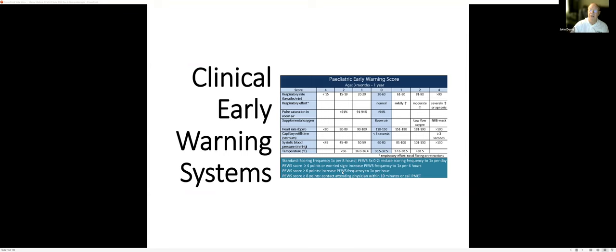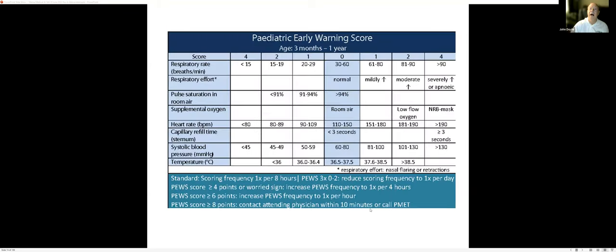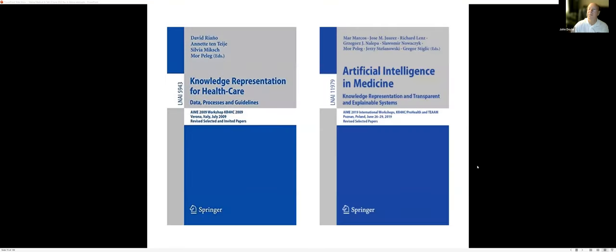So this is a modification of the early warning system. Here's one that's aimed at pediatrics for ages 3 months to 1 year. If the pediatric early warning score is 4 or more, increase the frequency to 1 per 4 hours. If it's 6 or more, increase it to a frequency of hourly. If it's more than 8, contact the attending physician within 10 minutes or call for the rescue system. So this is the pediatric early warning score. These are actually useful and used, particularly in the United Kingdom where it was invented.